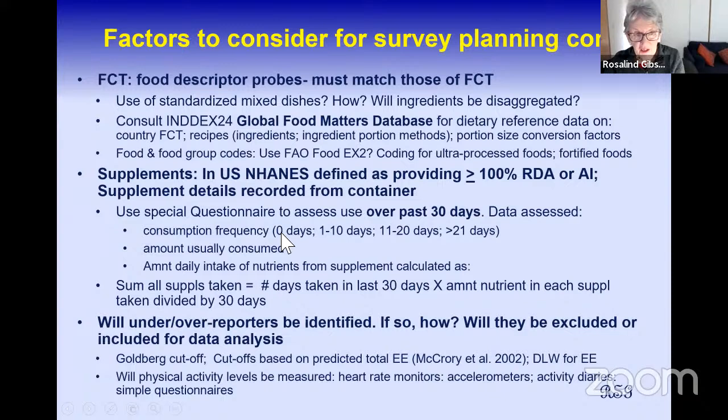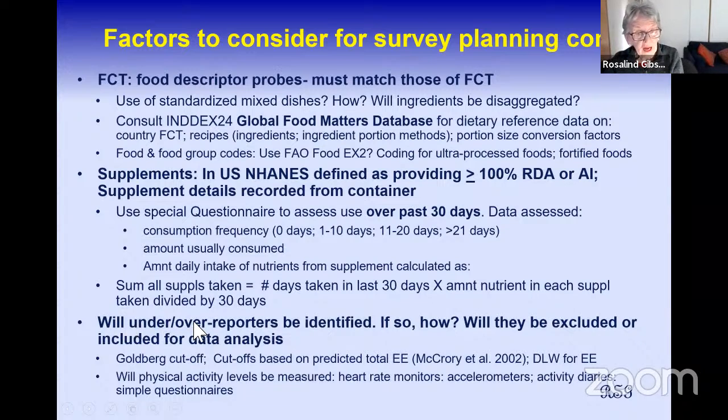The US divides frequency of consumption into 0 days, 1 to 10 days, 11 to 20 days, or more than 21 days. Collect information on the amount usually consumed, and this will allow you to calculate the amount of the daily intake of nutrients from supplements, as shown here. It's very helpful in your dietary survey to express your results with and without supplements.